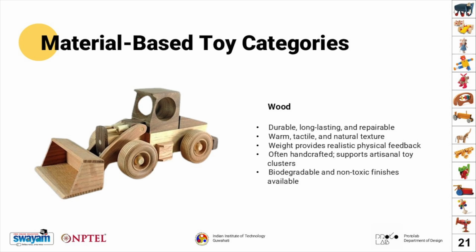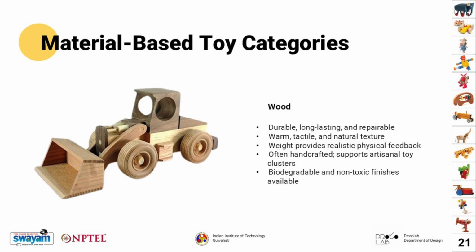And finally, toys can also be grouped by what they are made of. And this is just a quick introduction, since we will explore materials for toys in detail later. Wood. Wooden toys are durable, tactile, and often eco-friendly. Think puzzles, pull toys, stacking blocks, traditional craft toys.